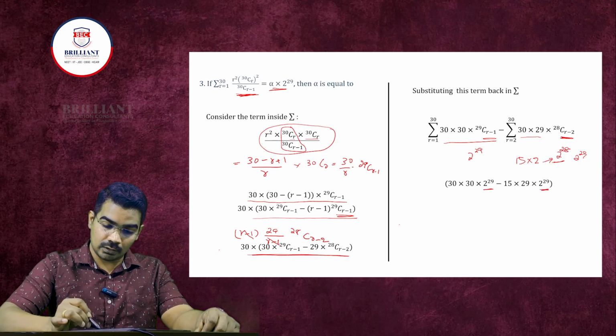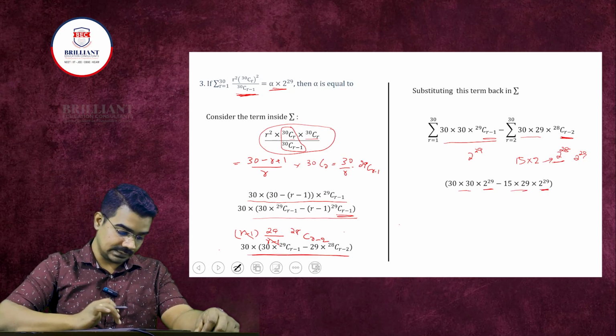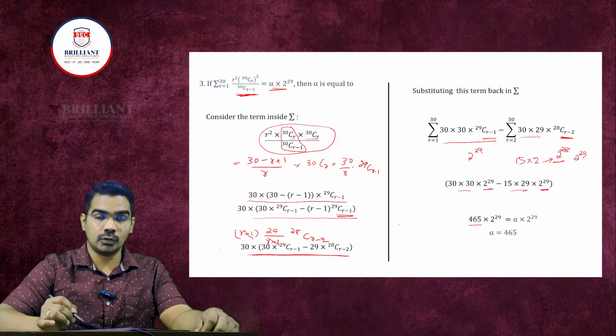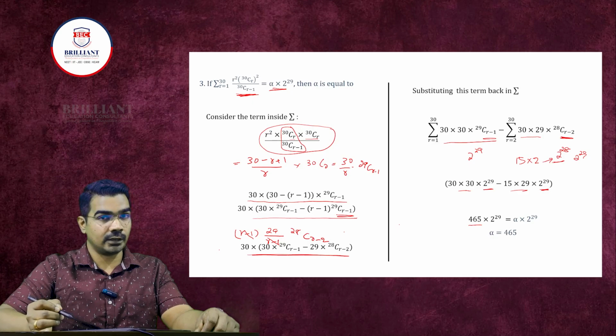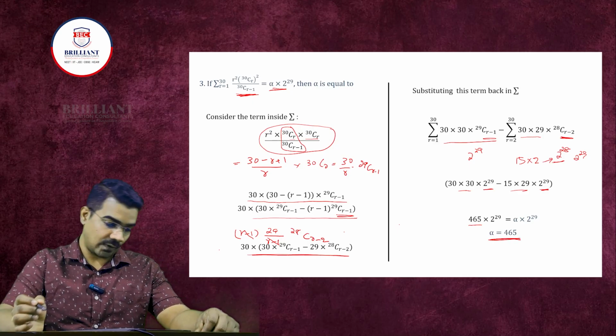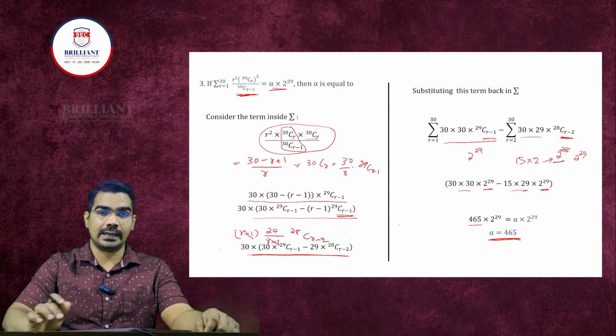Take 2 raised to 29 common and solve whatever is inside the bracket. So we get 465 into 2 raised to 29, that is equal to alpha into 2 raised to 29. So we get alpha is equal to 465. So 465 is our answer.